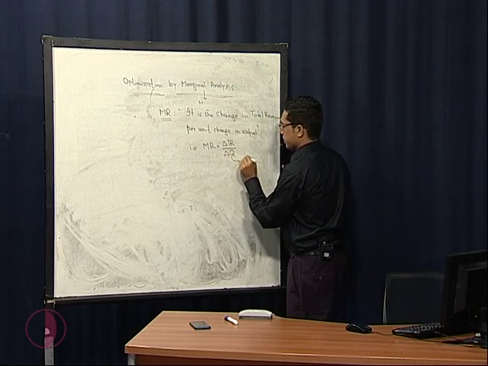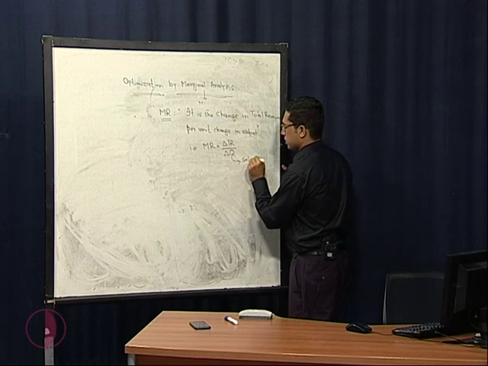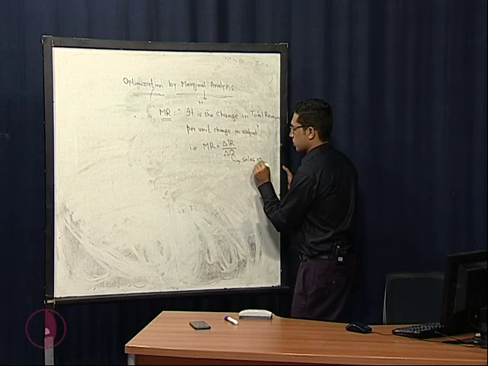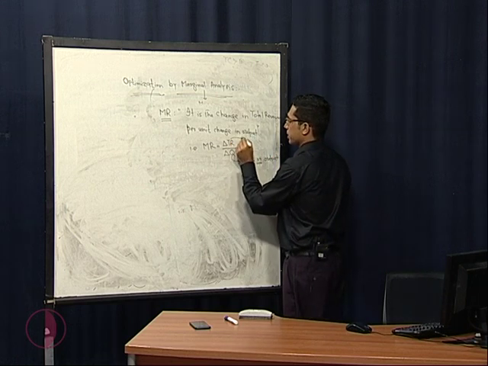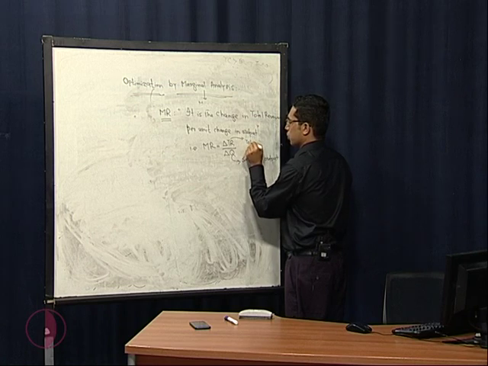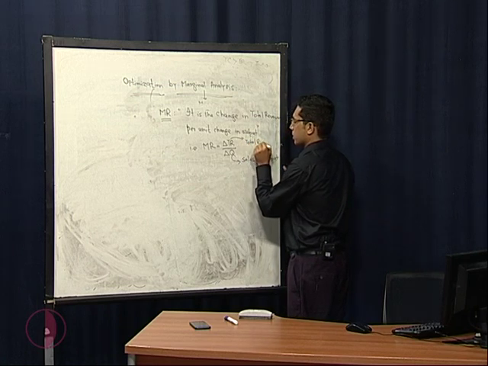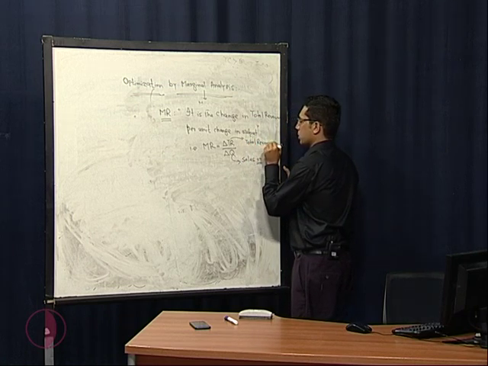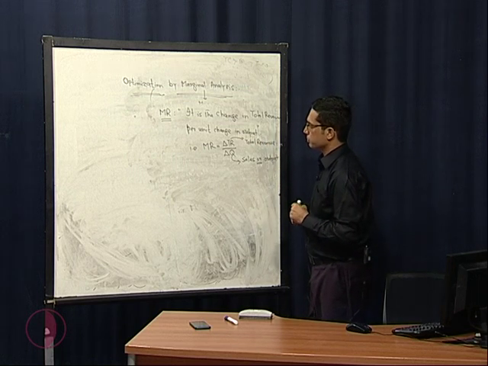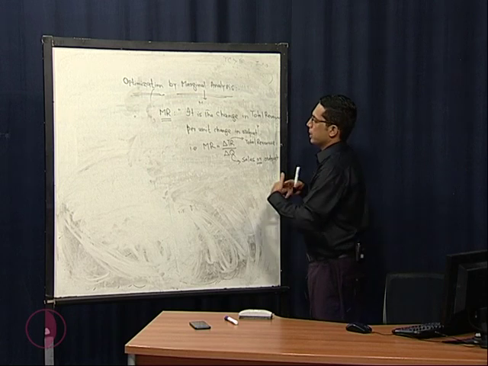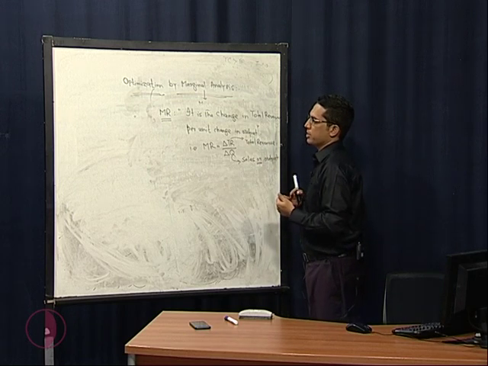Q stands for sales or output. TR means total revenue, the total revenue of a business firm. So this is the concept of marginal revenue.